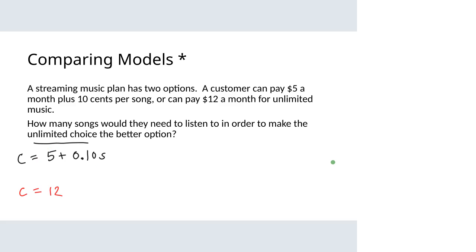Just like we did with Jackie selling computers. Where is this cost going to be the same as this cost? That's when the 2 plans are going to be equal to each other. When we think about the graph, that's where they're going to be in the same place. And so we're going to set these equal to each other. We're going to have $5 plus 10 cents per song equals $12.